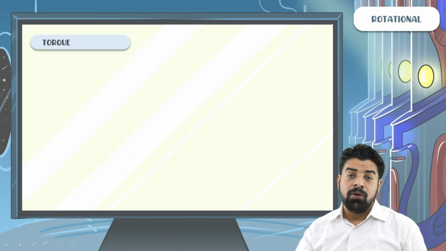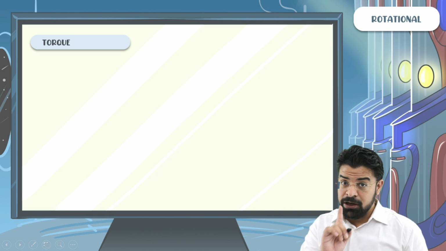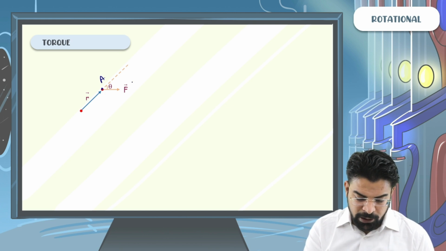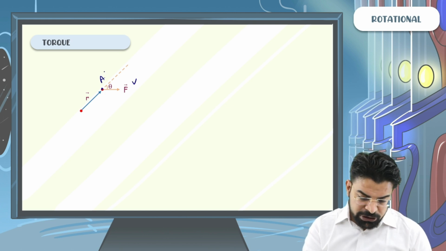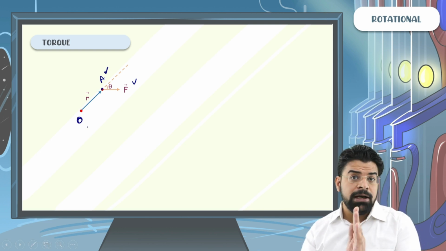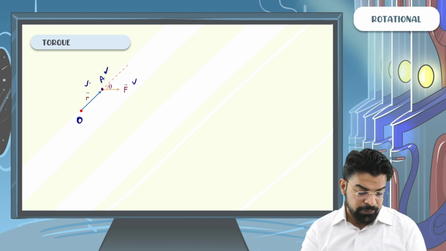So how to write torque? And this is really important, so be 100% attentive. Let's say at a point A, a force F acts, and the position vector of this point A about the point about which you are trying to write the torque is R.